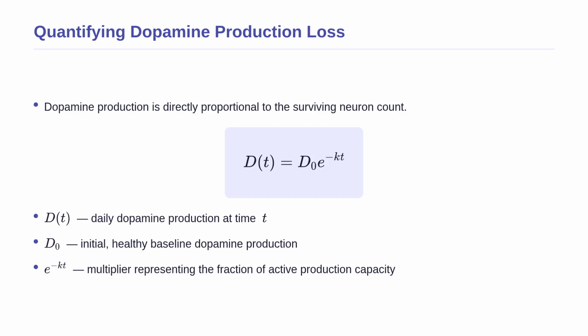The exponential term acts as a multiplier that represents the fraction of the original production capacity that still remains active. As time increases, this multiplier shrinks, reflecting the severe loss of the chemical messenger that the brain desperately needs for motor control.